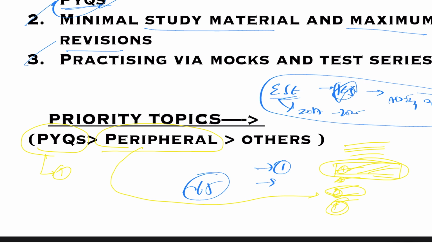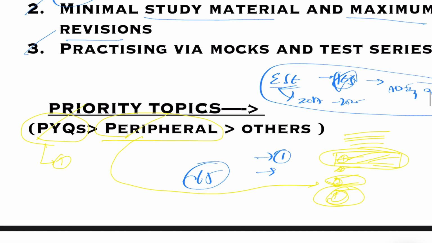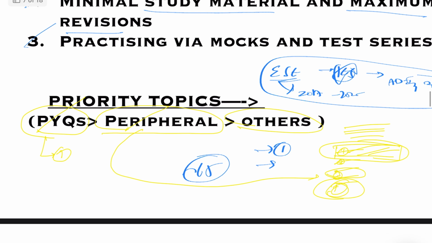If a topic comes under a different option this year, there is a decent possibility that it comes as a main question in the next year. So the PYQ topics and the corresponding peripheral topics have to be your first priority. This is followed by all other topics pertaining to a subject. So this has to be your strategy.